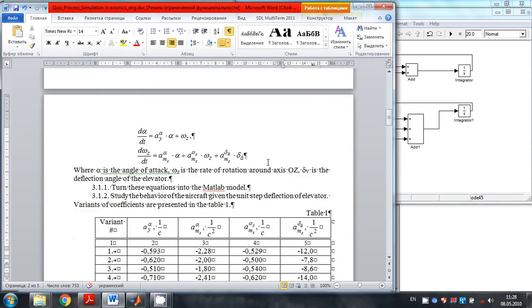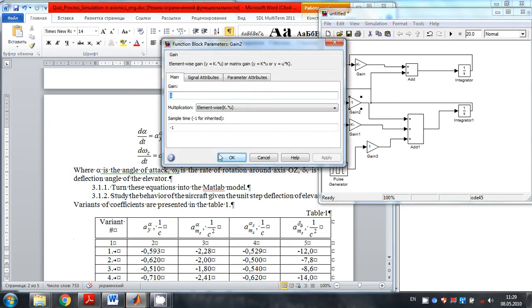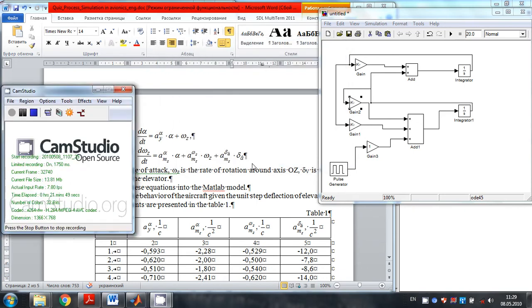Again, we're doing this formally, without discussing the physical sense or physical meaning of these coefficients. So we just formally create the system. We set this one. The third coefficient is minus 0.529. We multiply this coefficient by omega. Omega comes from this integrator, so it should be here, and it enters the second equation. It's minus 0.529, and we click on OK.